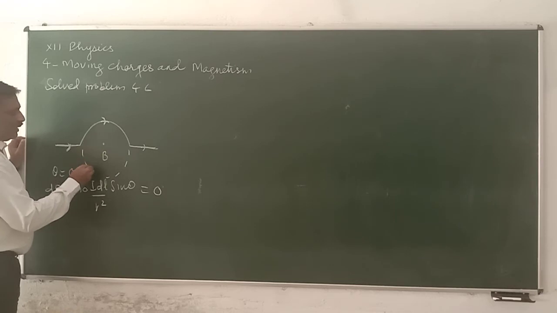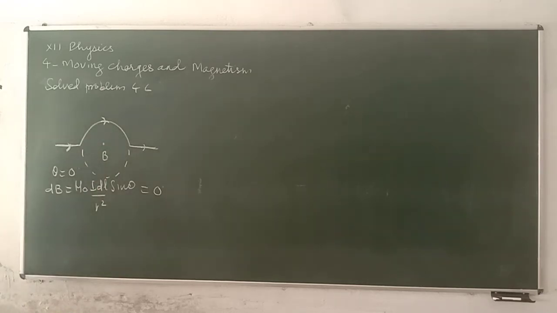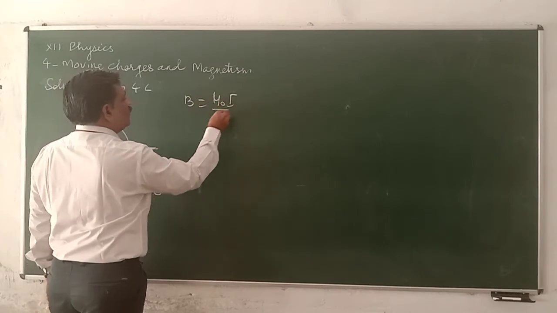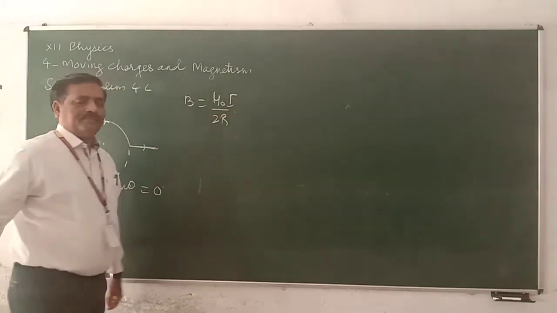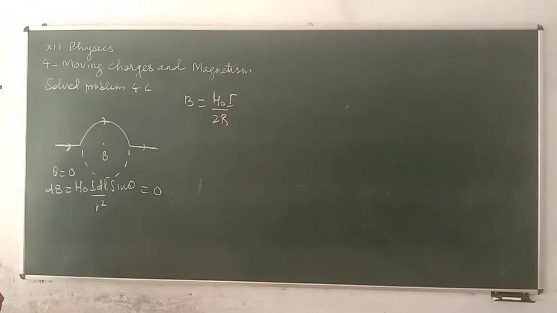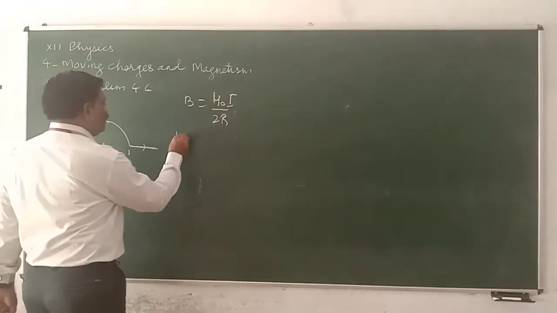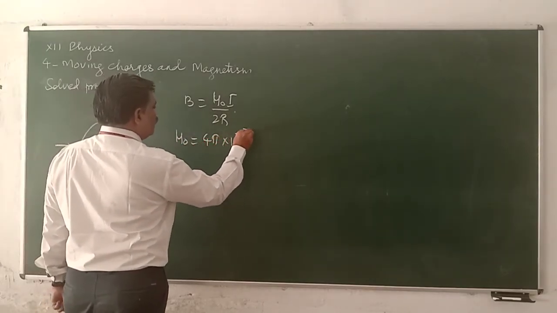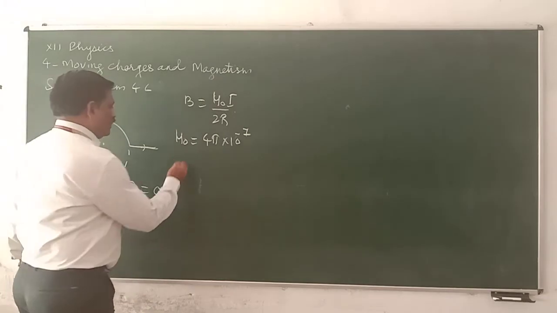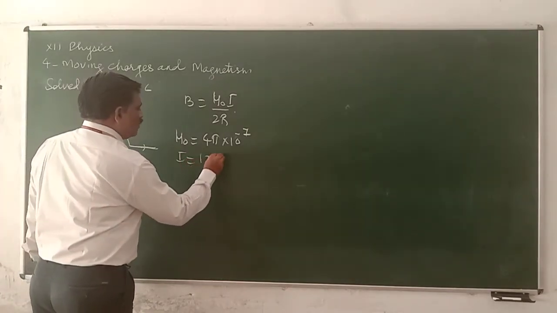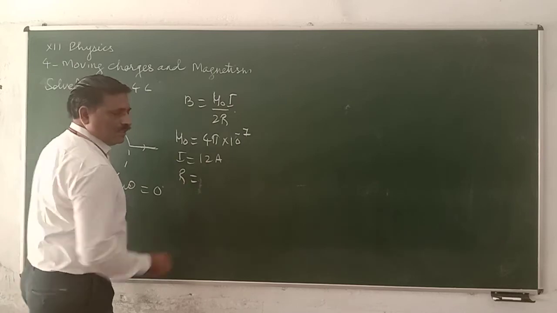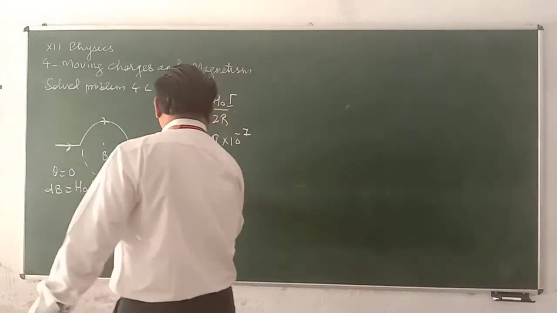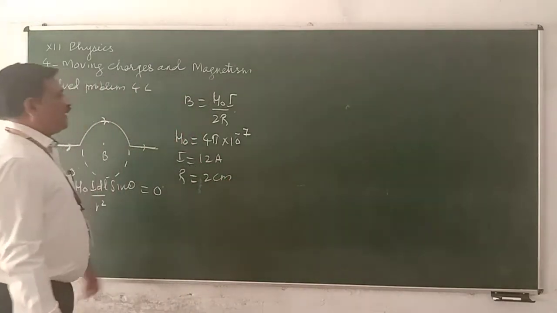It is circular in shape, and at the center of this circle, B is equal to mu 0 I divided by 2R. Mu 0 is nothing but 4 pi into 10 raised to power minus 7. Current I is equal to 12 ampere. R is also given to you. R is equal to 2 centimeter. So we can calculate it.